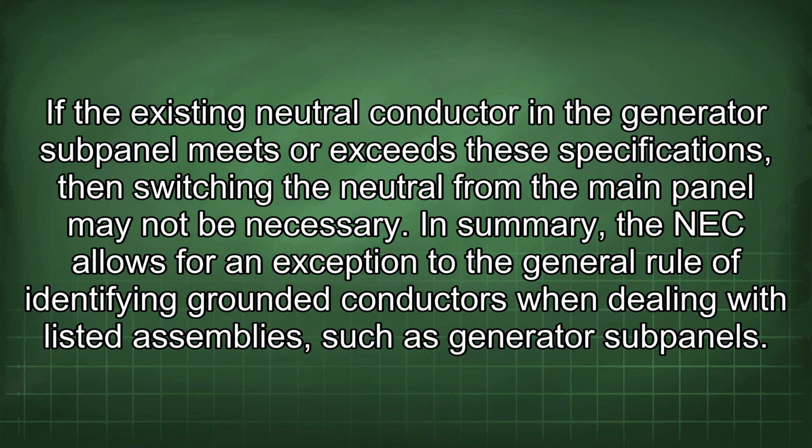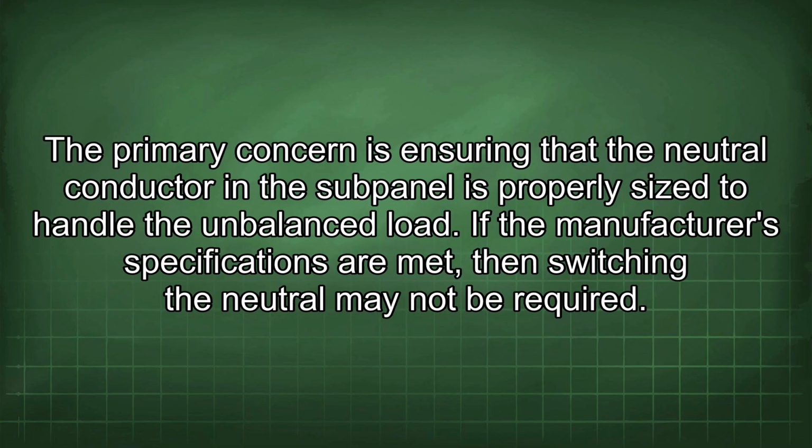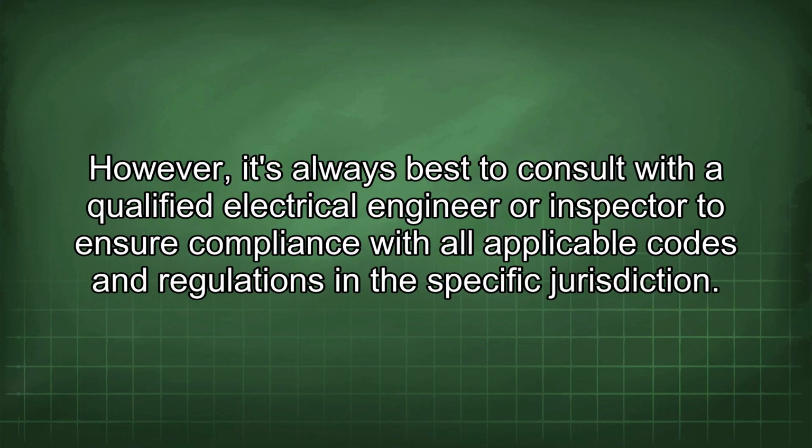In summary, the NEC allows for an exception to the general rule of identifying grounded conductors when dealing with listed assemblies such as generator subpanels. The primary concern is ensuring that the neutral conductor in the subpanel is properly sized to handle the unbalanced load. If the manufacturer's specifications are met, then switching the neutral may not be required. However, it's always best to consult with a qualified electrical engineer or inspector to ensure compliance with all applicable codes and regulations in the specific jurisdiction.